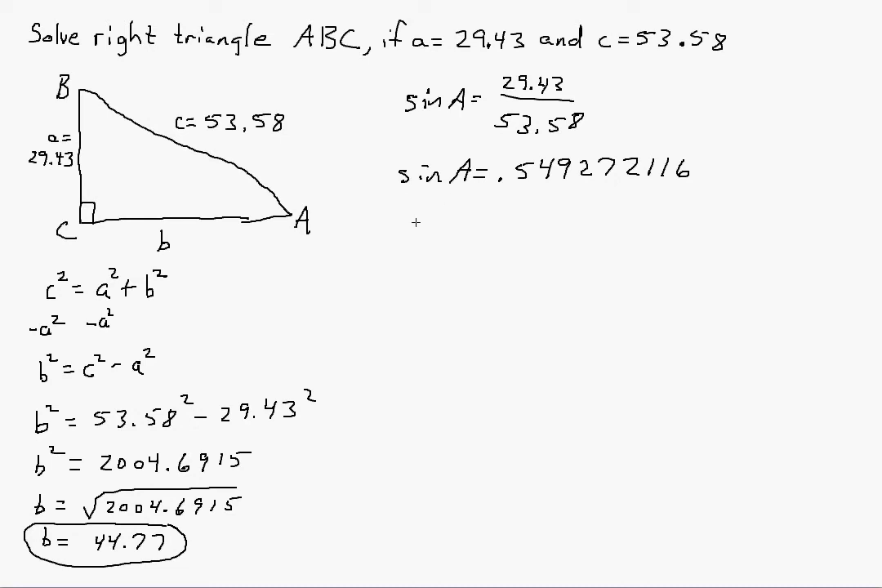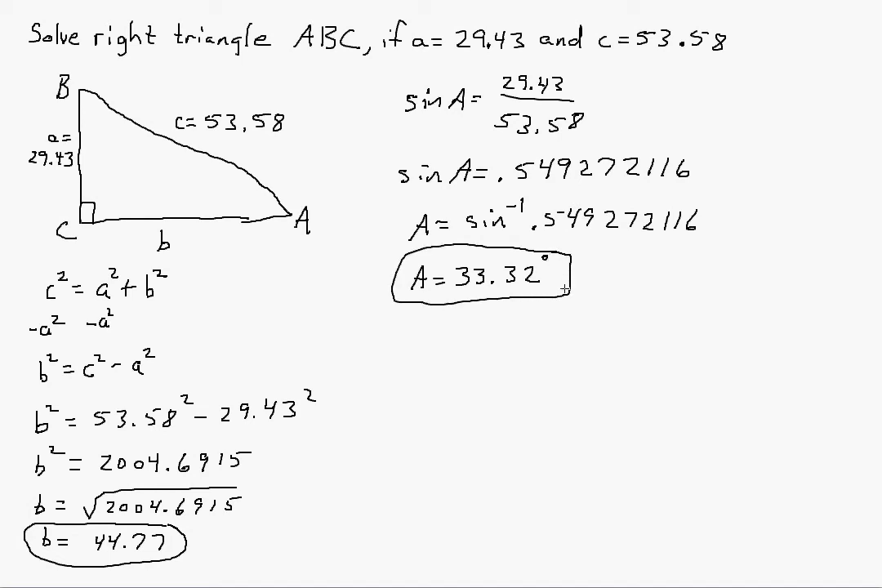Now to get angle A, it's going to be the inverse sine of this number, 0.549272116. So angle A, and we'll punch this into our calculator, and once again, make sure that your calculator is in degree mode when you do the inverse sine of this number, and that's going to be 33.32 degrees. So there's the measure of angle A.